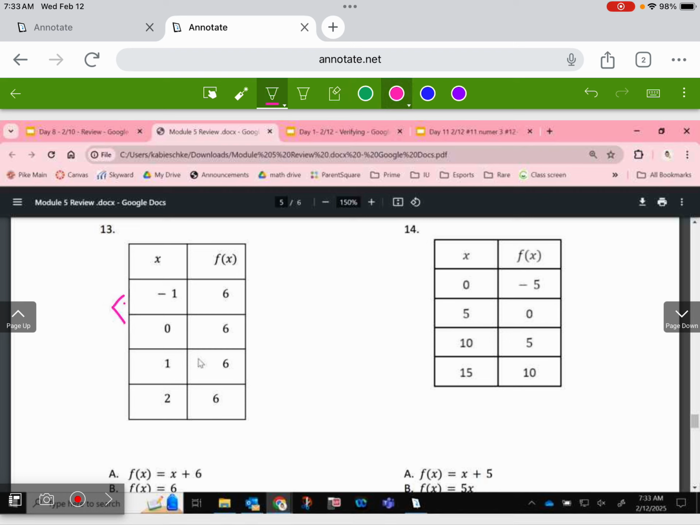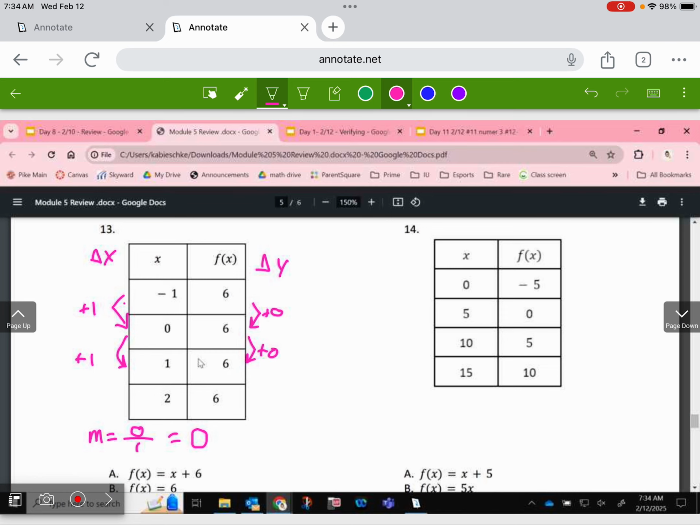How do our x's change here? So our x's add 1. How much do our y's change? 0. So what's our slope going to be? Zero over 1, which means our slope is 0.